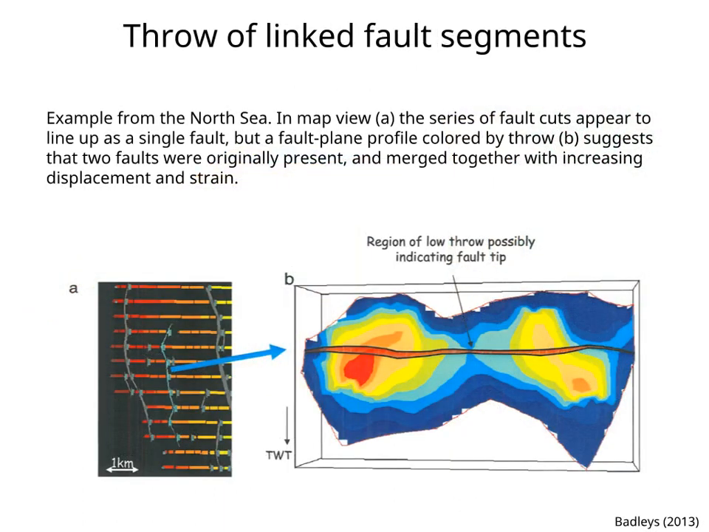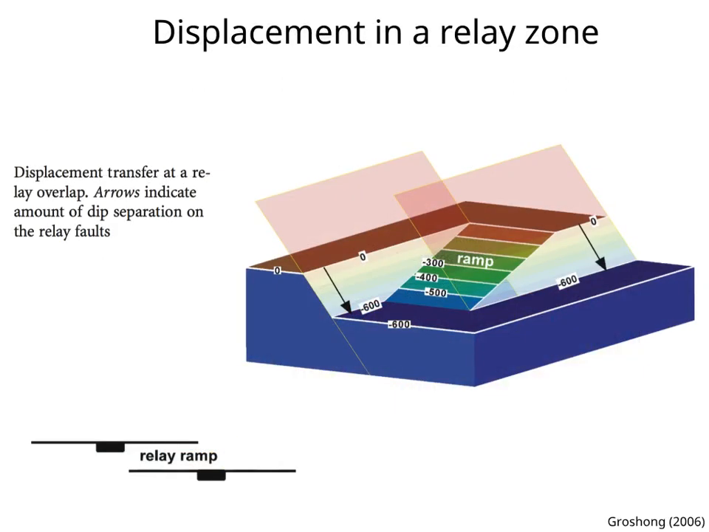As we saw before, fault linkage can be indicated by the throw distribution. The throw of the fault in the middle of the map shows two throw maxima, and one low throw area in between. This region indicates linkage of two faults. This figure shows the displacement transfer at a relay ramp, where the faults are soft-linked. The arrows indicate the amount of dip separation on the faults. Outside the ramp, the fault throw is 600 units. Across the ramp, the sum of the throws of the two faults must be equal to 600 units. In other words, fault displacement is conserved along the ramp.